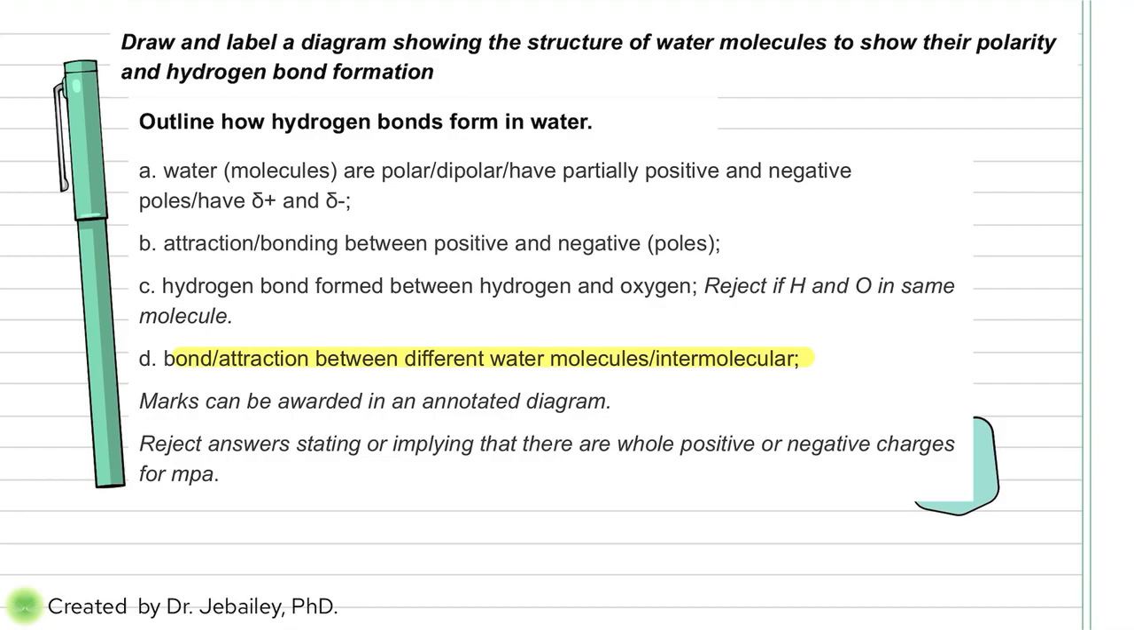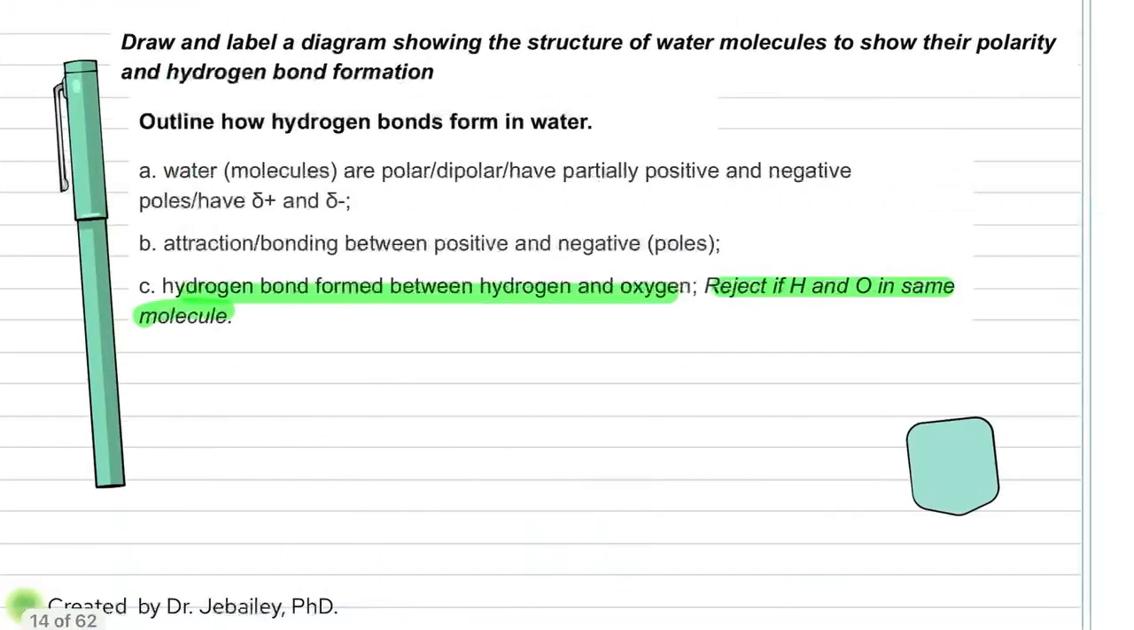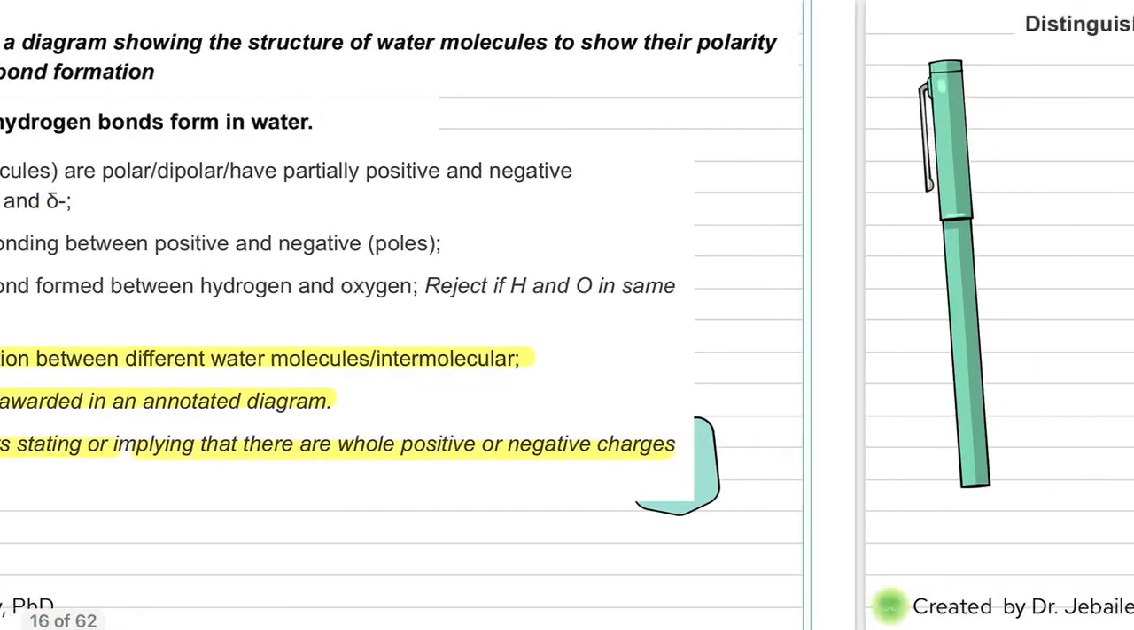Basically, it's just the drawing of two waters. So, of course, you get marks for annotating the diagram. Reject the answer stated implying that there are two whole positive and negative charges. So never say in these drawings that these charges are fully positive or negative. No, they're always partial. Okay, so this is how you get your points for drawing that water.